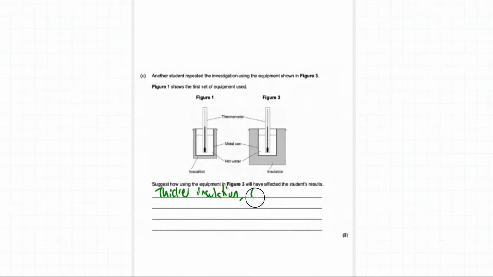So therefore the temperature decrease will be lower. And yeah, the first mark comes from the thicker insulation, so just observing what's happening. The second part will come from the temperature decrease, which will be lower.